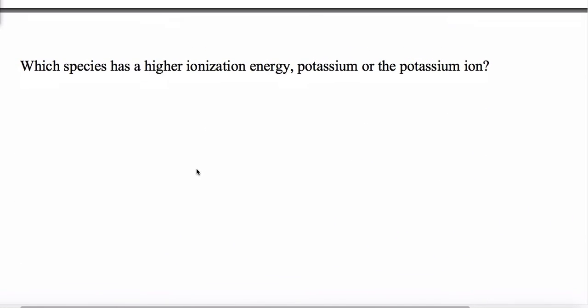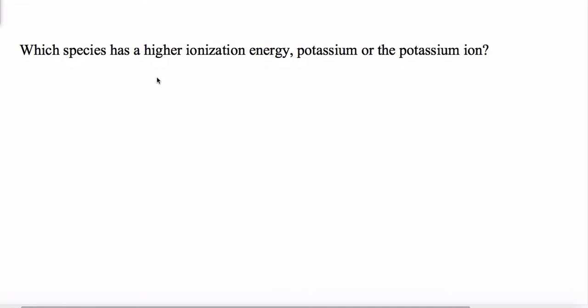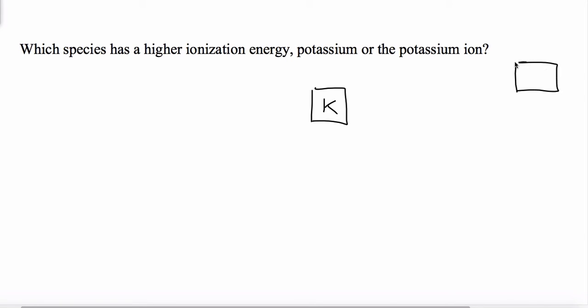Which species has a higher ionization energy? Remember, the ionization energy is the energy required to remove an electron. Potassium or the potassium ion? So we know that K is right here, and way over here on the periodic table there's going to be, is it argon? There's a noble gas. Potassium is going to have to lose that 1 electron to be like its nearest noble gas. So the potassium ion is actually going to be K+1.